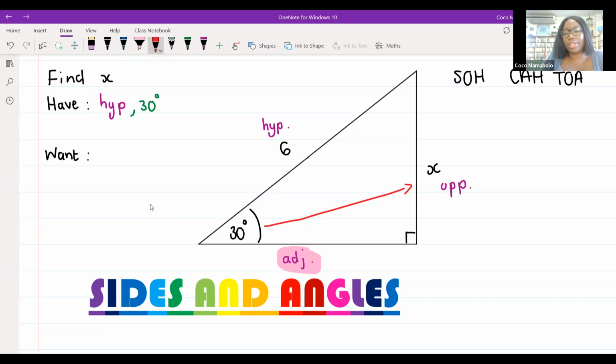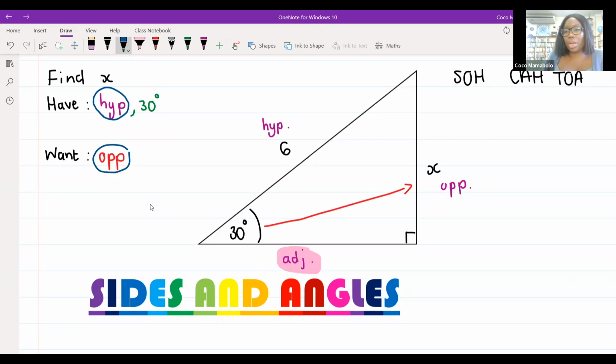Oh, it's not the adjacent side. You're correct. The X. Where is the X sitting in relation? That's it, Mawande. In relation to my 30-degree angle, it's sitting on the opposite side. Okay. Now, this is what we're going to do. We're going to have a look here. We have our hypotenuse, and we want our opposite side.